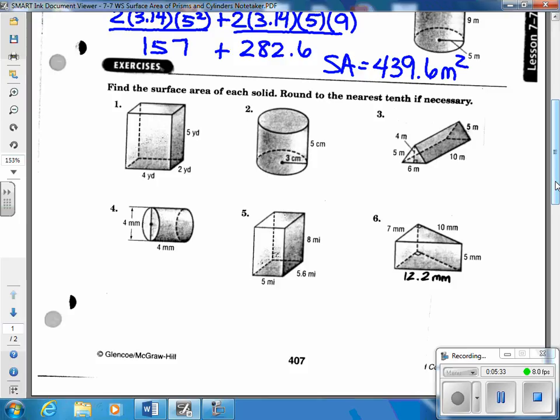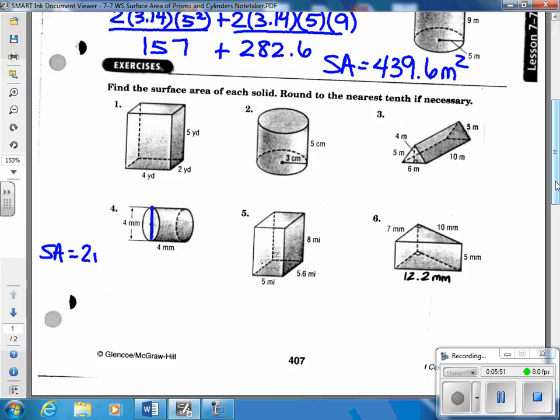All right, so for number 4, we have a cylinder. It's laying down. Now notice they gave you the diameter right here. So you're going to need to cut that in half so you can use your radius. And then if you were to stand this thing up, the height would be the 4 that it's laying down on. Right now it's laying down, so you have to take that into consideration when you're doing your math.